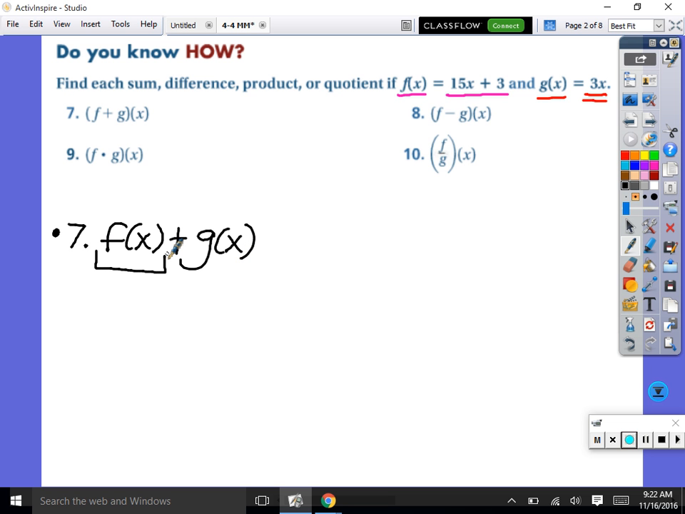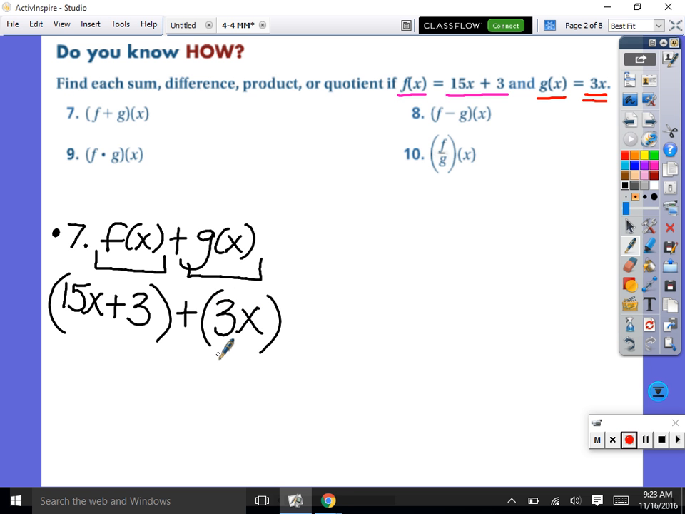F of x is 15x plus 3. So instead of f of x, I'm writing what f of x is equal to, 15x plus 3. Is everybody good with that? Let's put it in parentheses just so that we get in the habit of doing that. Then adding g of x. So g of x is 3x, so we're replacing g of x with what it's equal to, add 3x. Does everybody see how I did that?